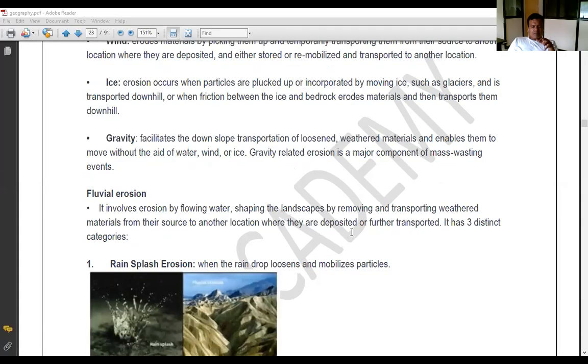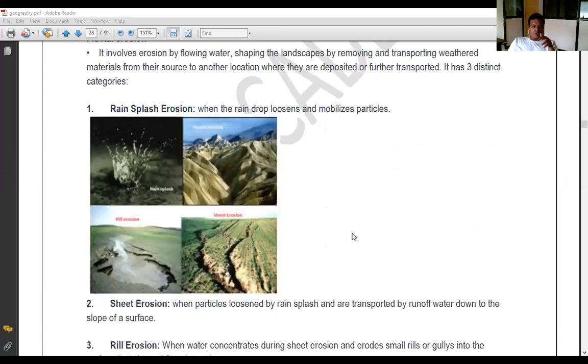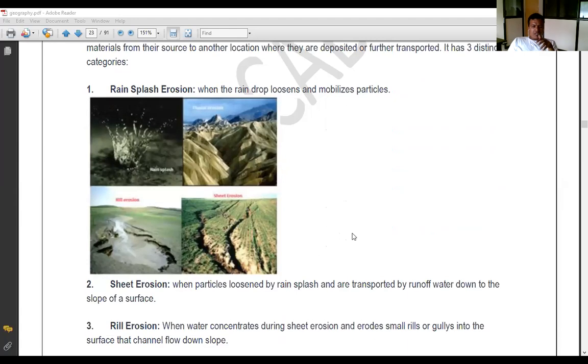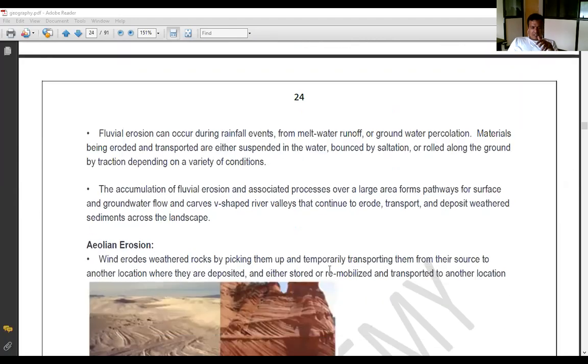So these are the various types of erosion and weathering. We need to discuss what types of landforms are created due to fluvial erosion, due to aerial erosion, that is air or wind erosion, and due to glacial erosion. That we will see in the next session.